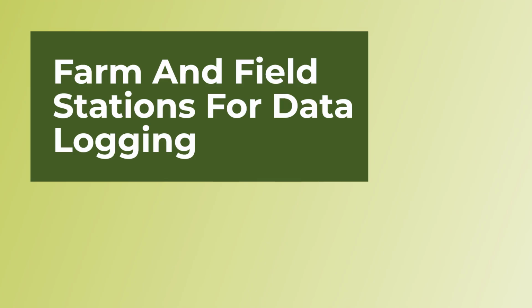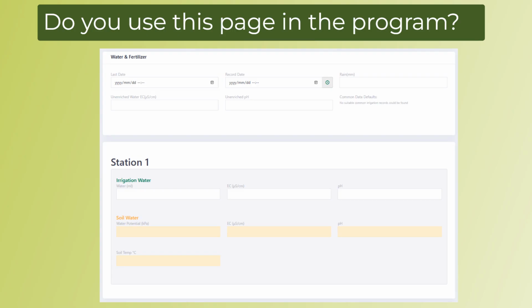The next section explains farm and field stations for effective data logging. If you already record field data through the monitoring section of the AgriWiz program, your farm and field stations names will be allocated by AgriWiz, but you will have the option to change the names later. AgriWiz will migrate your data automatically and allocate stations accordingly.